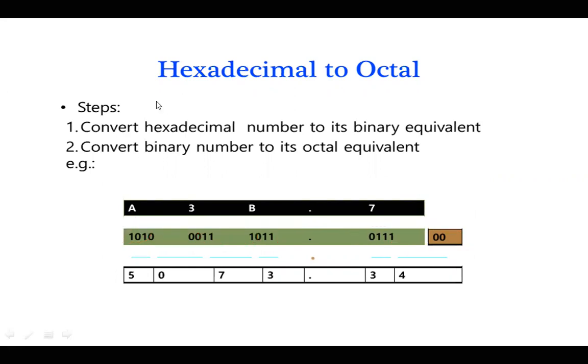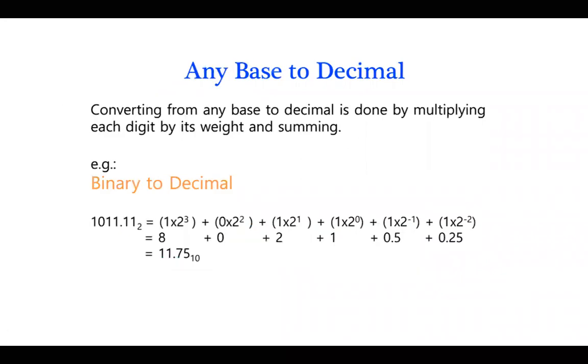Now any base to decimal. How do we convert a number of any base? It can be a hexadecimal number or an octal number or a binary number to decimal. Now the first example which is shown over here is binary to decimal. It can be hexadecimal to decimal, octal to decimal also.